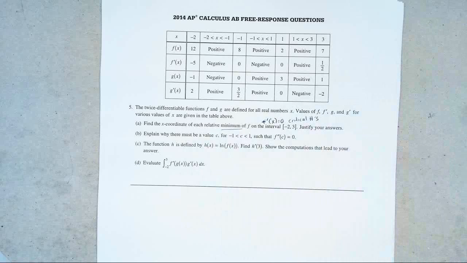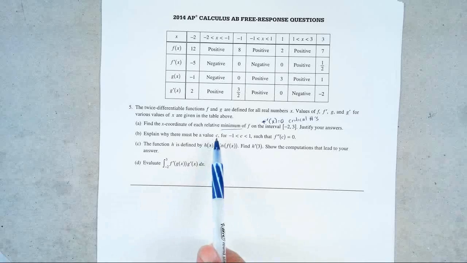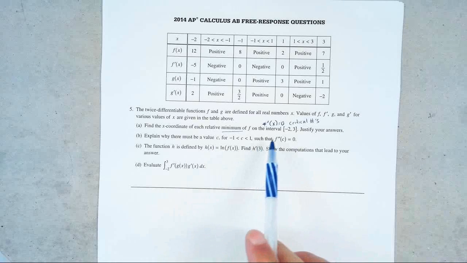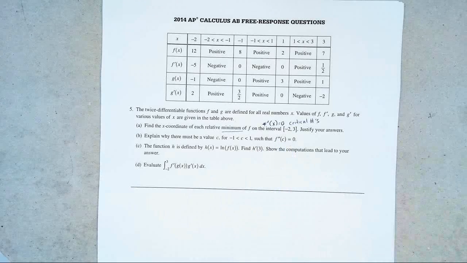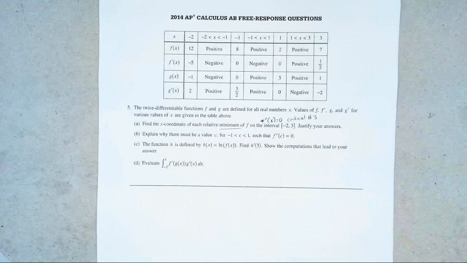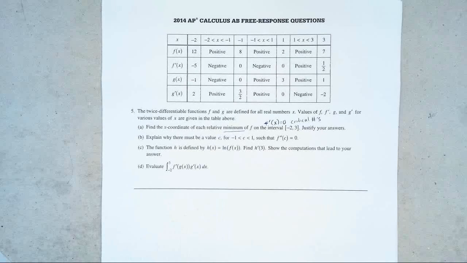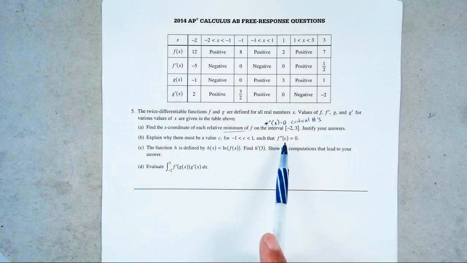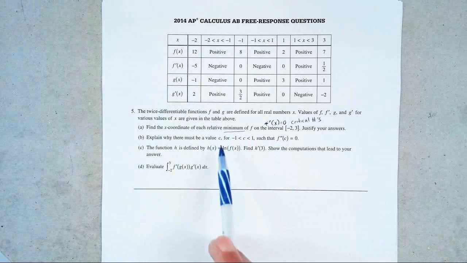Part B states, explain why there must be a value c for -1 to 1 such that f double prime of c is equal to 0. Well, why is there a value c? Instantly, whenever you think of value c, they want you to find some point. That's the mean value theorem. And they want f double prime to equal 0. Well, the only way that we can go to f double prime is we have to find a derivative of your derivative, pretty much. I'm given f prime, but they want me to go to f double prime. And since they want me to answer c, they're asking you to find the derivative from -1 to 1.